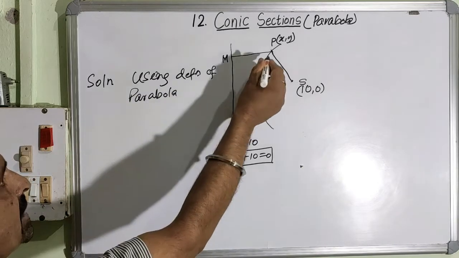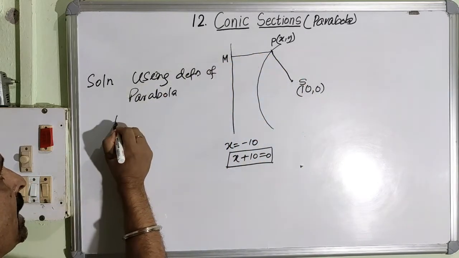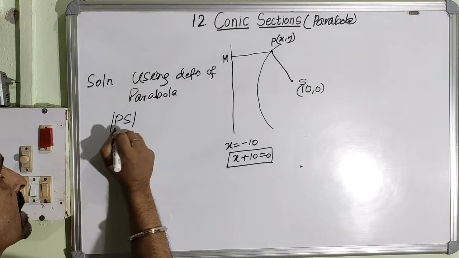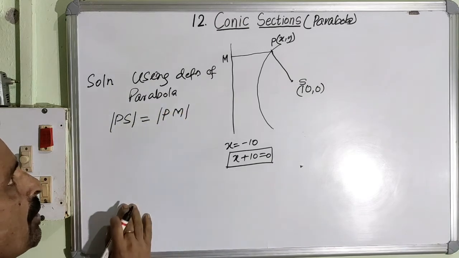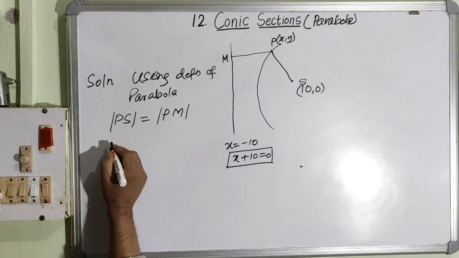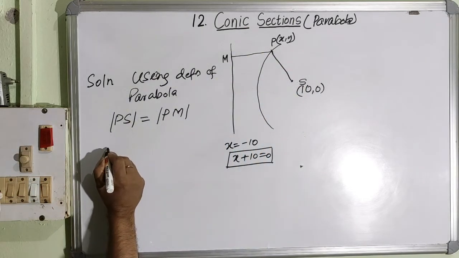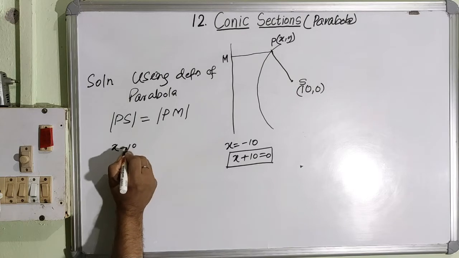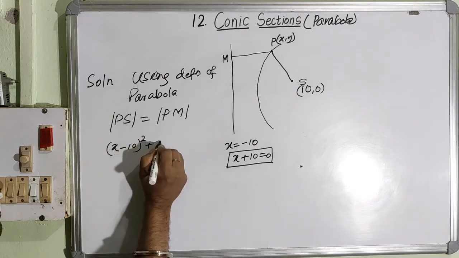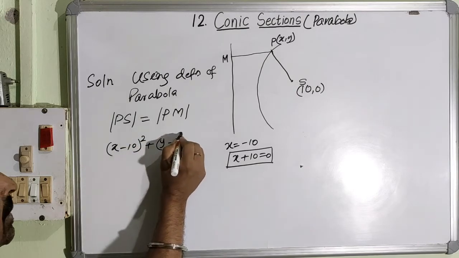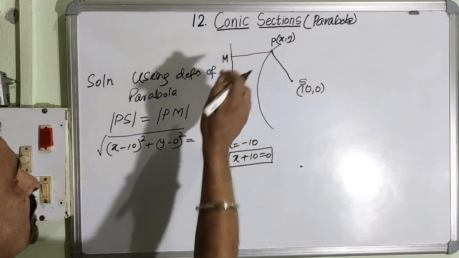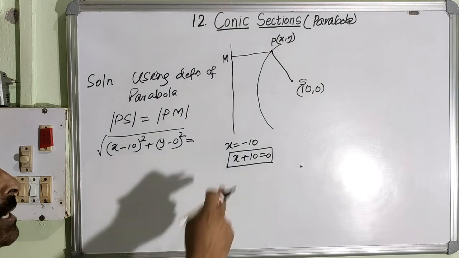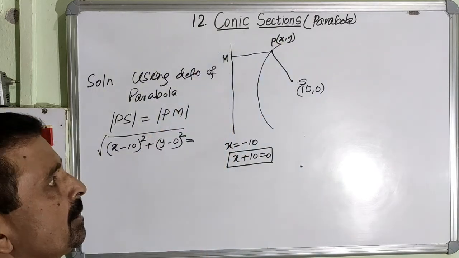What it says is PS is equal to PM. This is according to the definition of the parabola, right? So PS, now we can find it out using the distance formula. It will become square root of (x minus 10) whole square plus (y minus 0) whole square, and then on the right hand side we can use the distance formula, finding the distance of a point from the line.